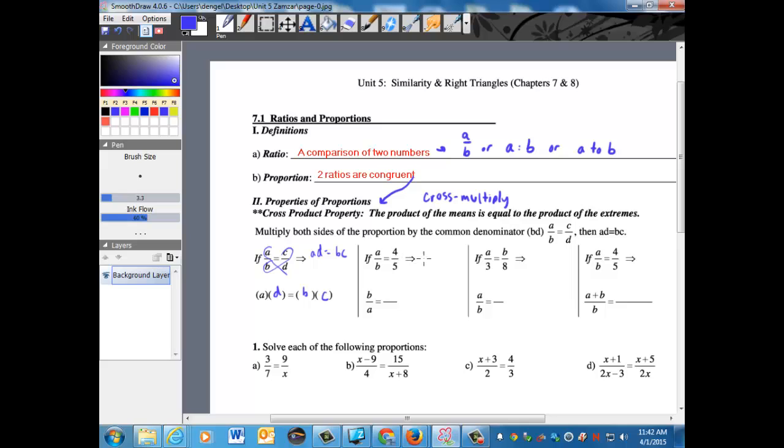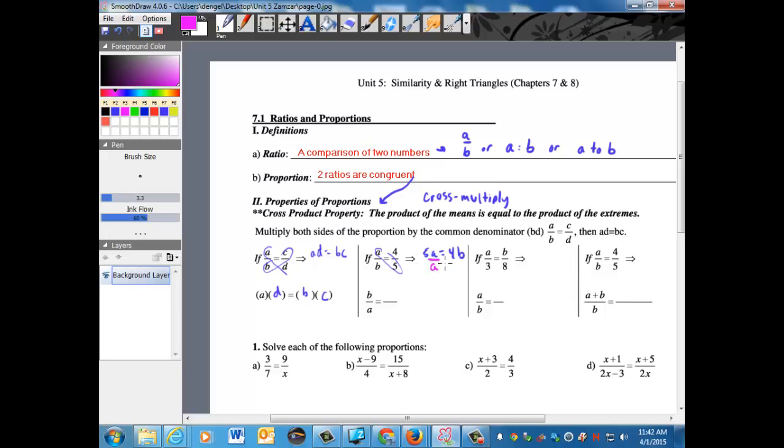Well, when we do that here on the second problem, we get 5A equals 4B. Okay, and so how do we get that? Well, again, we just cross multiply. Now, they want us to turn this into B over A. So how do I do that? Well, let's think about it. We want B on top and A on bottom.